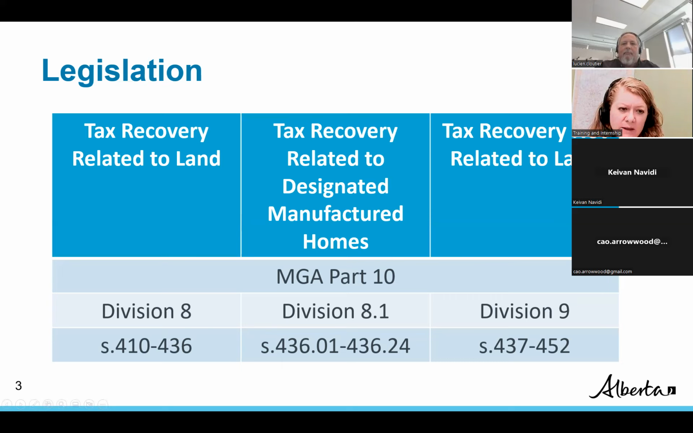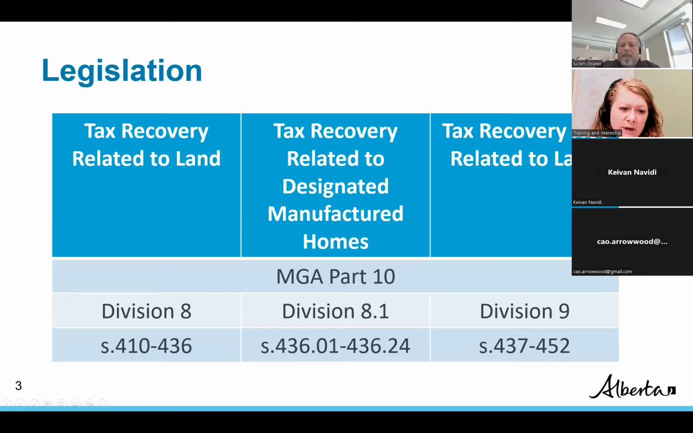So there are 3 methods for tax recovery in Alberta that are provided for in Part 10 of the MGA, and each one has its own division. So the first one is tax recovery related to land, which is covered in Division 8 and those sections that are on the slide. So this is the most common method used. It's specific to titled land, which may or may not have improvements on the property. And the process for tax recovery related to land can take up to 4 years.